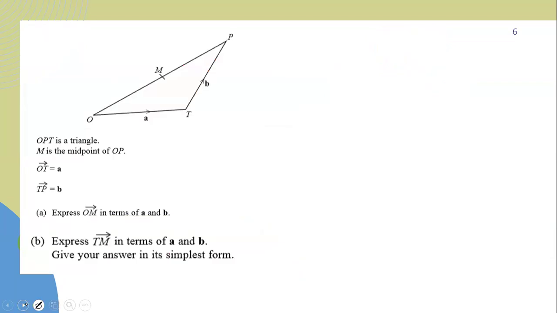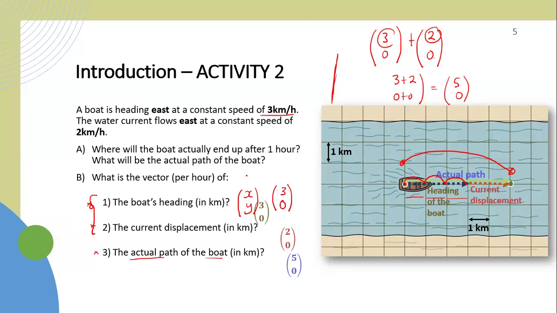Now we are going to start with vector geometry. This was brief about vector addition, but now we are going to concentrate on what we call vector geometry. In vector geometry, one of the things we are going to pay attention to is the movement. Like I've told you, direction matters. For question A: where will the boat actually end up after 1 hour? What will be the actual path of the boat?